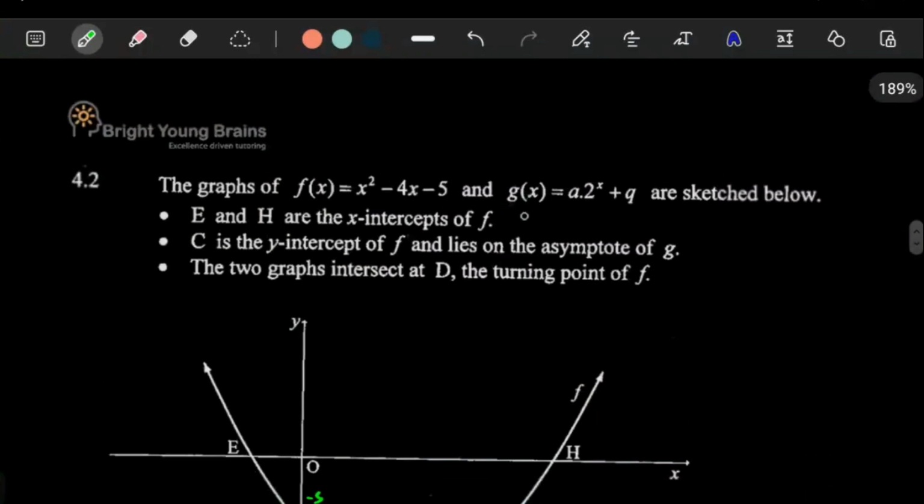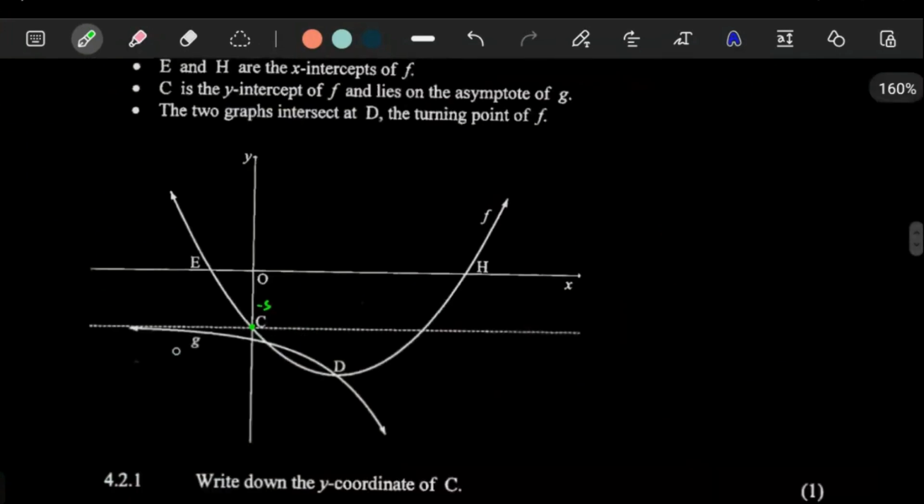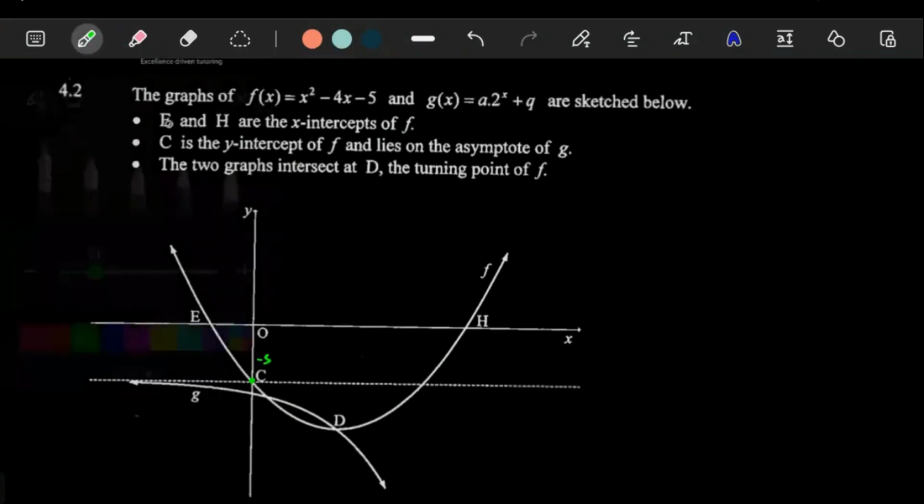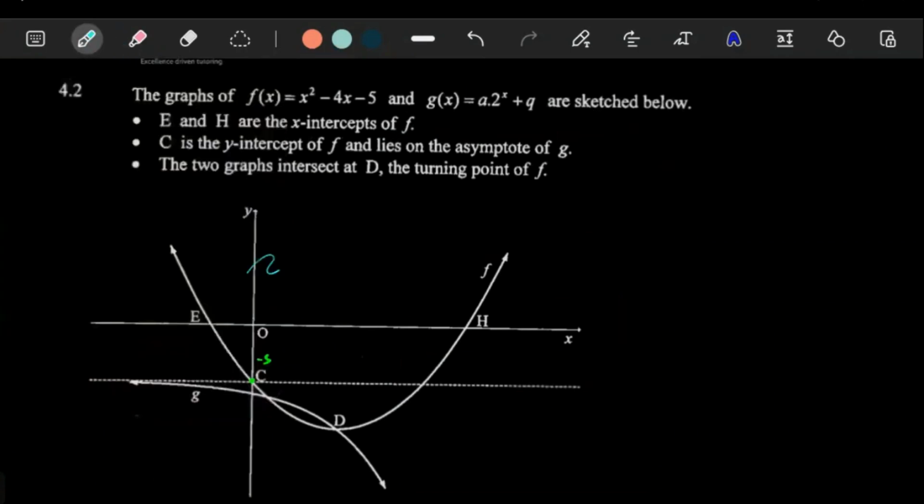It says here, g of x is this equation. It is also an exponential graph sketched down here. And then they said here, E and H are the x-intercepts of f. So there's E over here, H over here. Okay, those are the x-intercepts, fine. Before we move on, you can already almost see that the asymptote here is going to be at -5 because the graph is like avoiding -5. Visually, that's what we're seeing. So we can go with that.